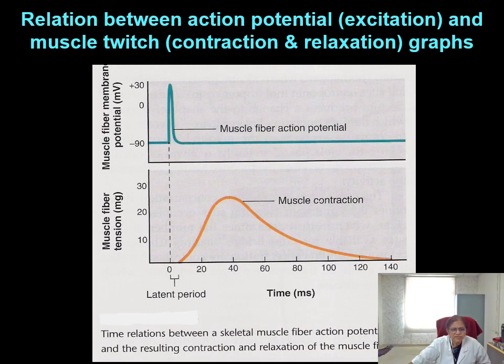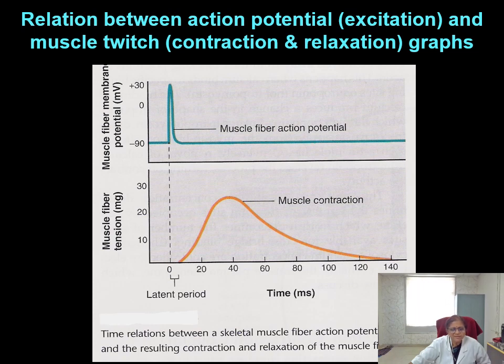So this graph will give you an idea. The upper green line represents the action potential, which is nothing but the spread of the electrical impulse along the sarcolemma. Sodium entry into the cell from ECF to ICF is called depolarization, and the downward line represents repolarization.